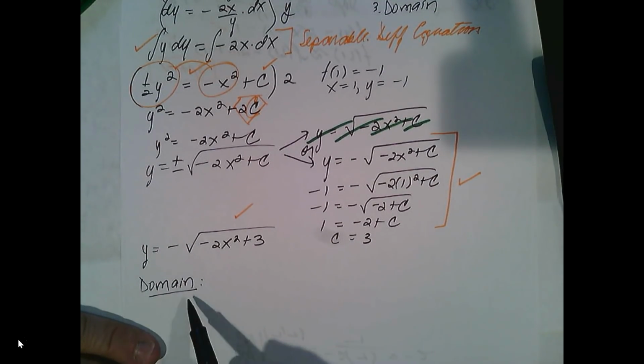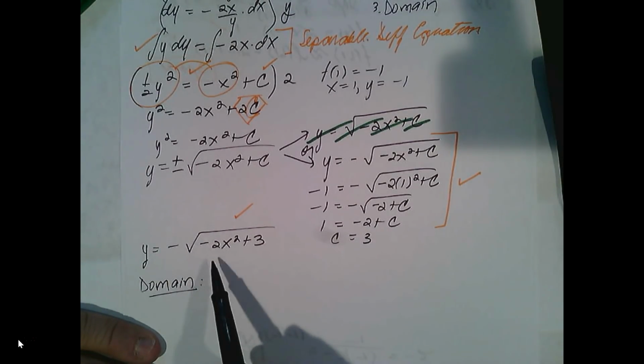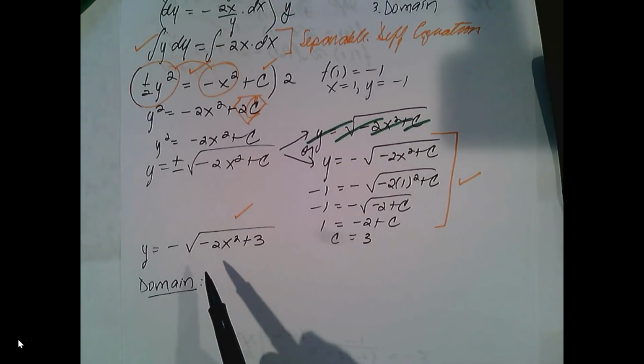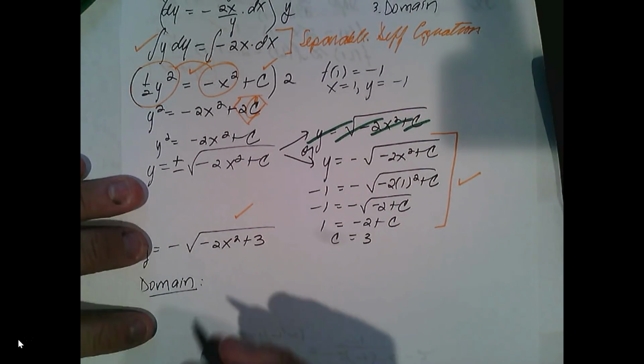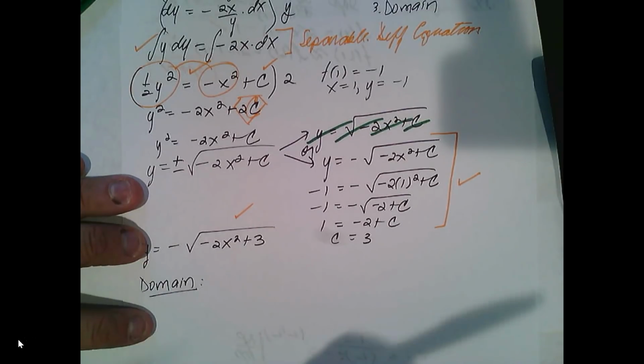So, well, what's the domain? Domain, it's all the values of x that you're allowed to use in this particular function. Well, let's see. Issues we always look for: are we dividing by 0? No. Are we taking the square root of a negative number?